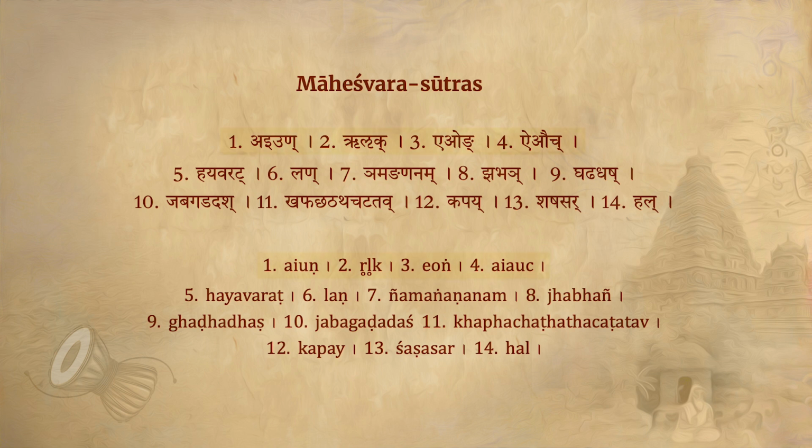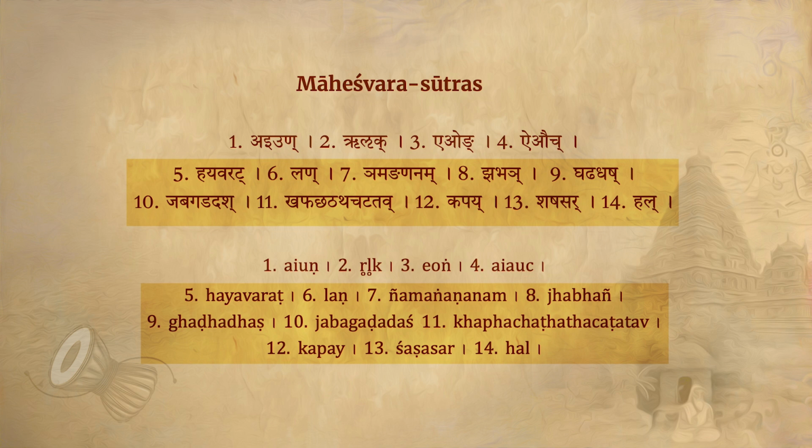Now the first 4 sutras, which I have color coded in yellow, are the alphabets of the language: A, I, U, R, L, E, O, AI, AU. Those are the vowels actually. Then you have sutras 5 to 14, which have the consonants. In all languages, Indian languages have these vowels and consonants.